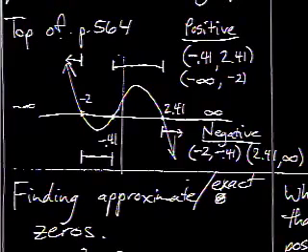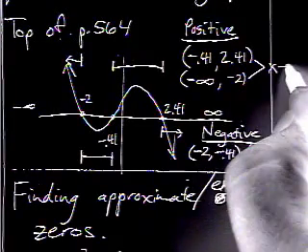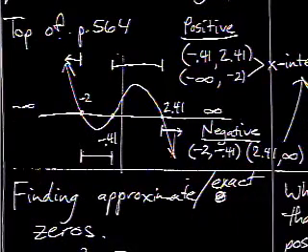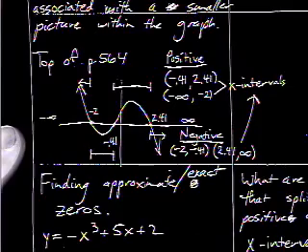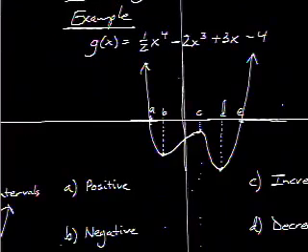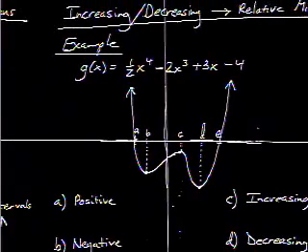So, in other words, we have found the zeros, and we were able to split the graph up into pieces. X intervals where the y values were positive or the y values were negative. So, these are the x intervals for that particular equation. Now, there's another subject we need to talk about. Increasing, decreasing, relative mins, relative maximums.